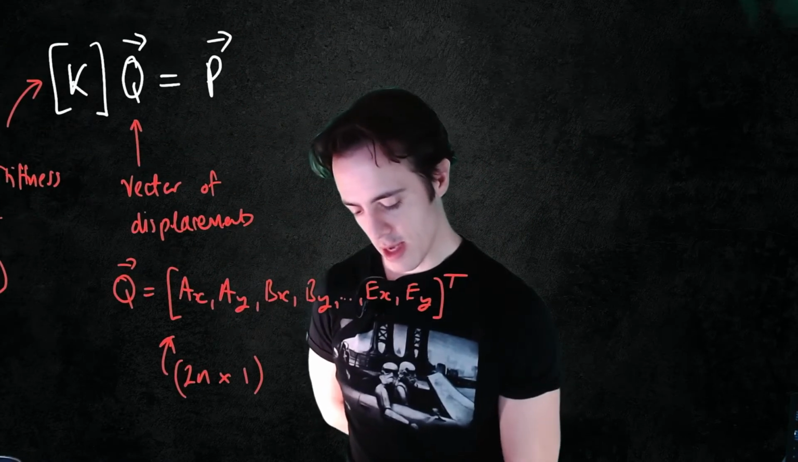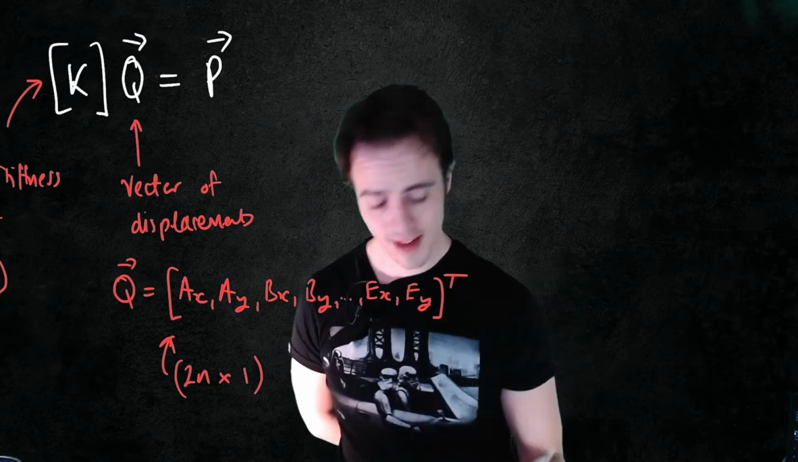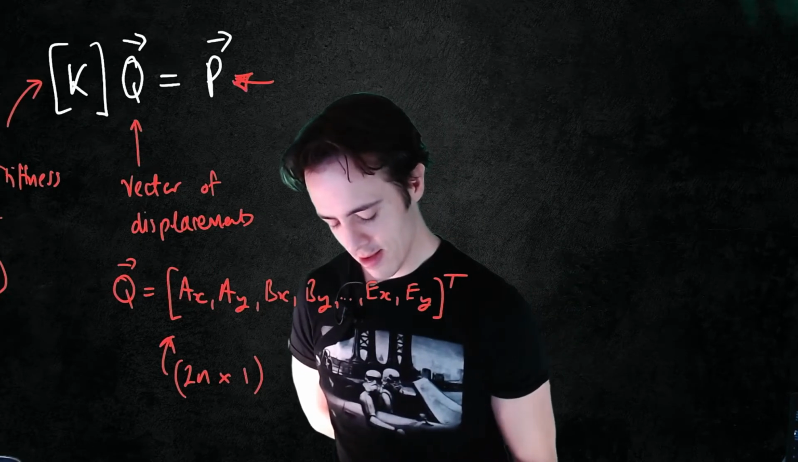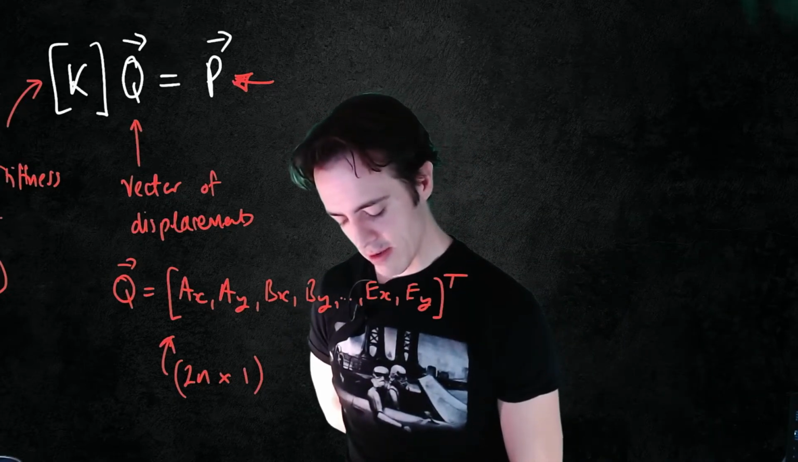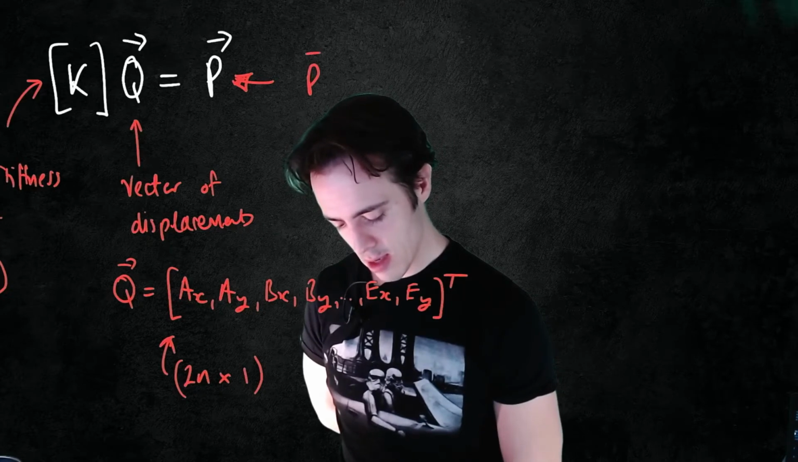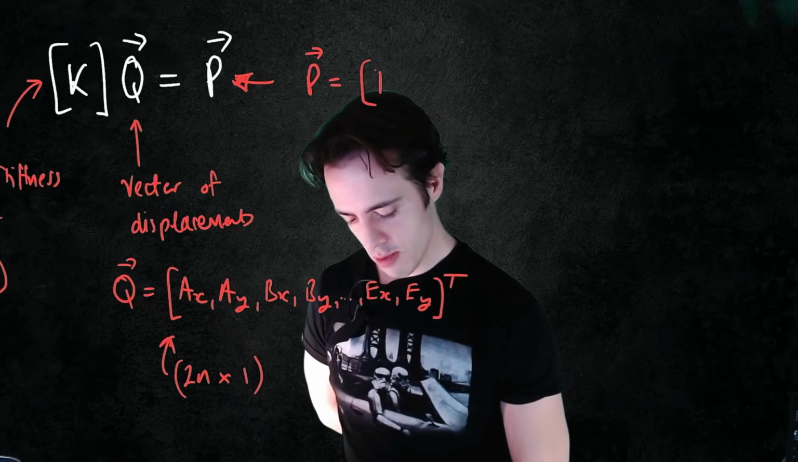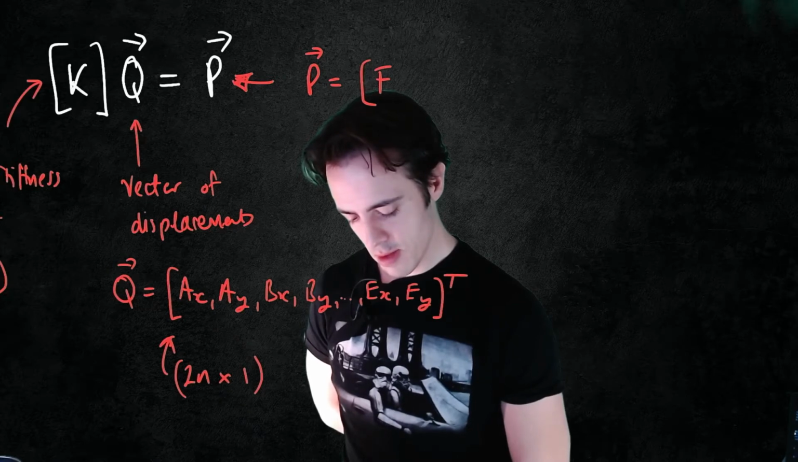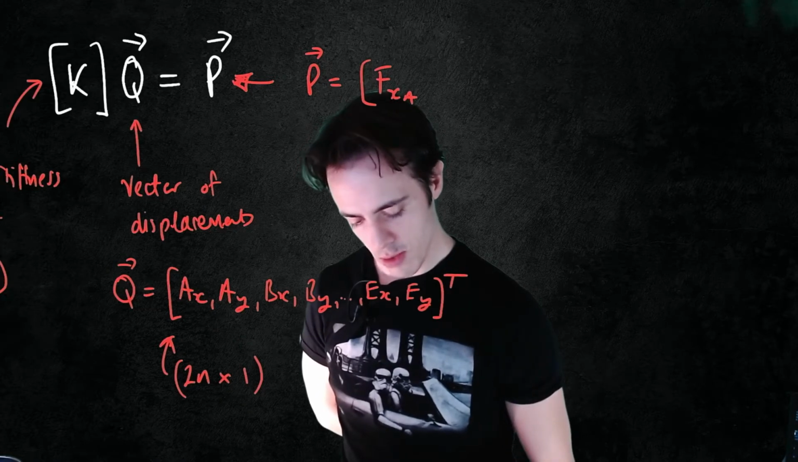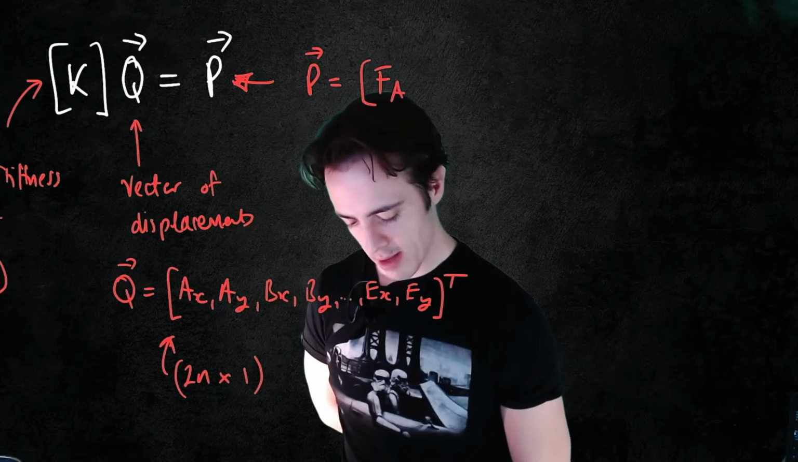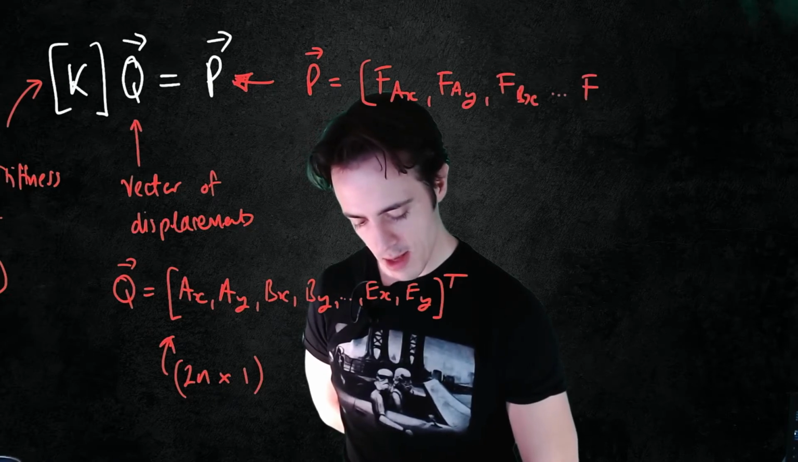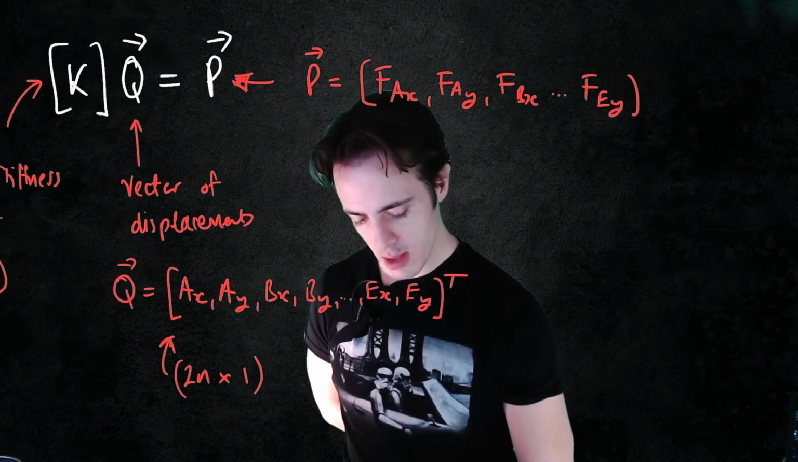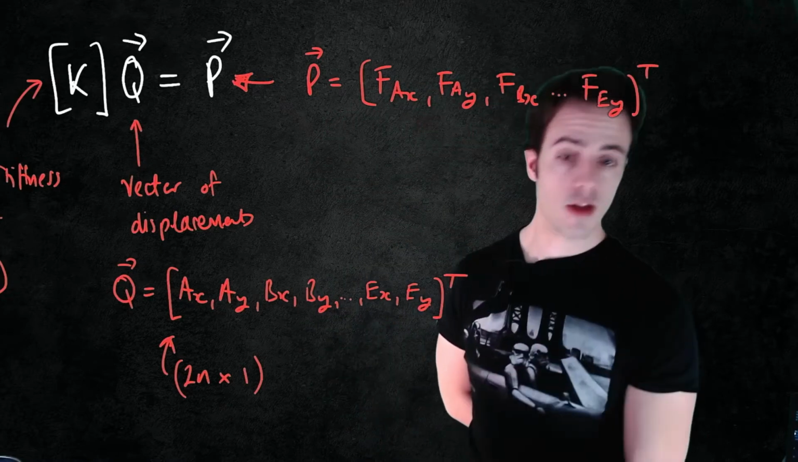Okay, and then the vector of the noisy force vector, so this is the non-conservative forces on the right hand side of the problem. For this one, we'd have FXA, or FAX, doesn't really matter how we describe these, FAY, FBX, all the way down to FEY. Okay, so these two are going to be the same shape.